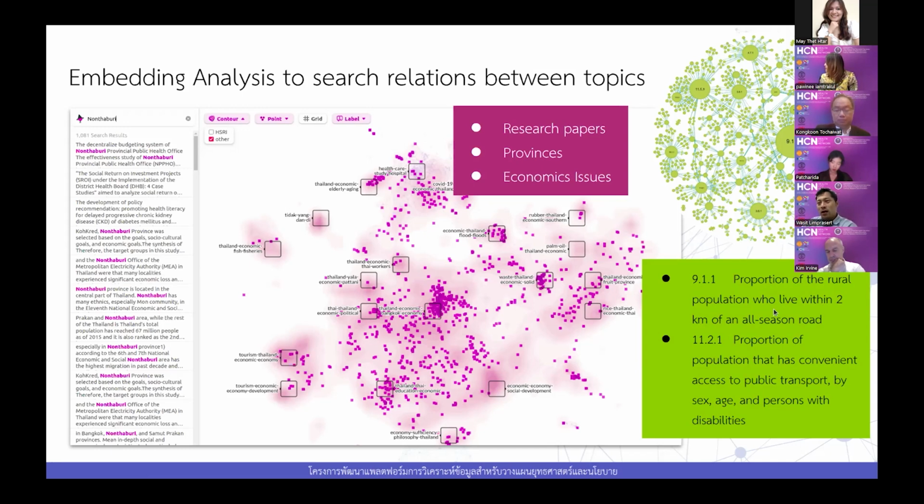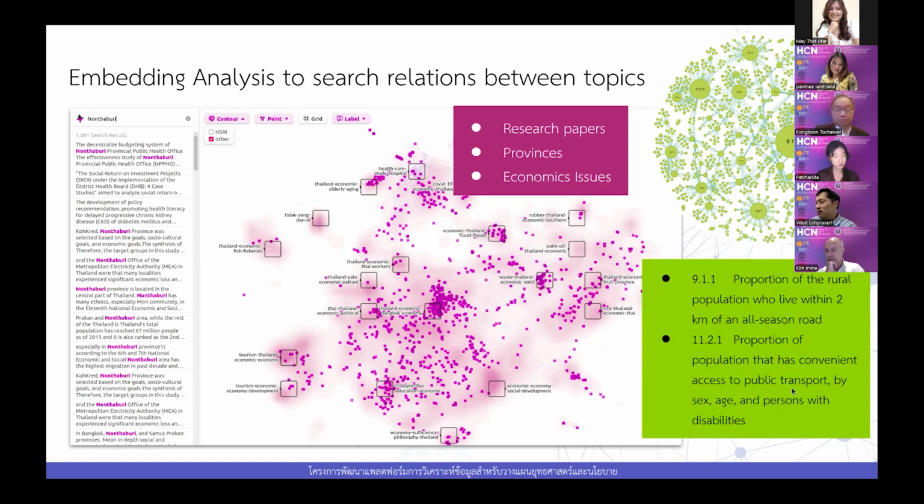Most of the urban area right now, especially Pathum Thani, doesn't have mass transport. We cannot travel very easily in the city in Pathum Thani. And they link together because these two indicators are very close to each other. We found that at the same time they were also talking about disability and also public transport.